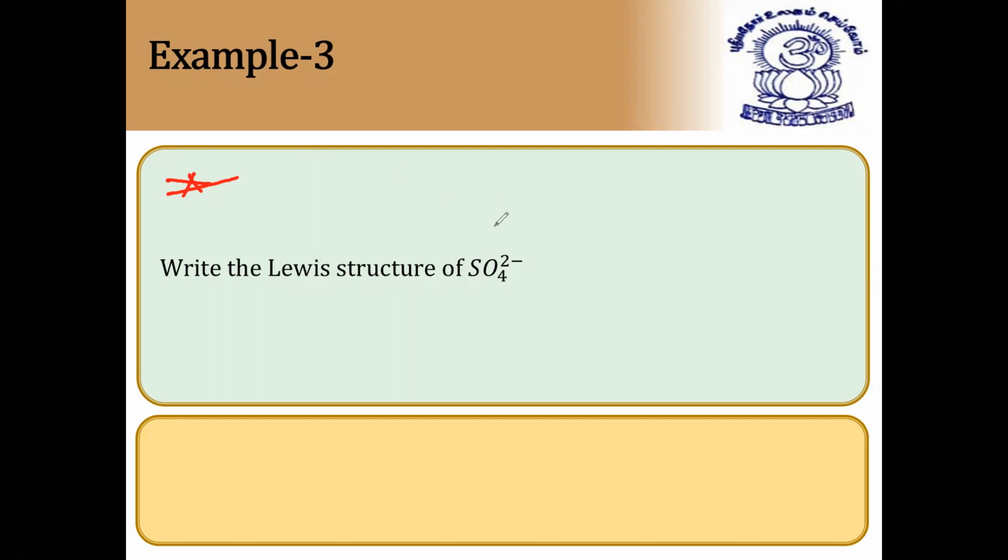So let us see now. SO4 2 minus. What is this called? Here this is called sulfur. Sulfur has how many valence electrons? 1, 2, 3, 4, 5, 6 electrons.